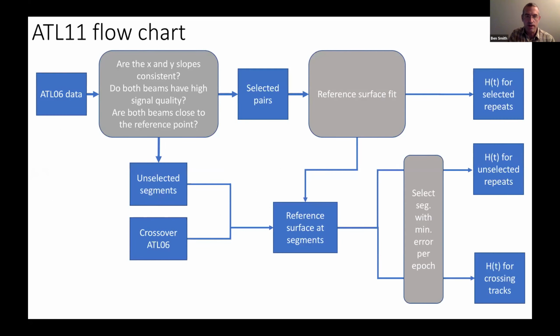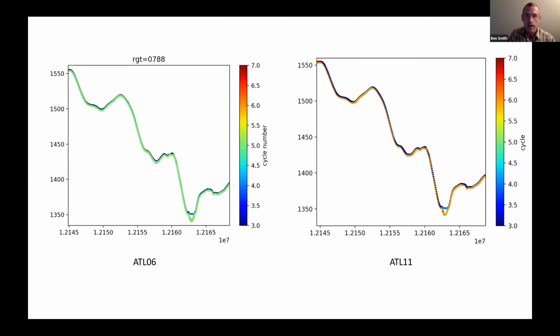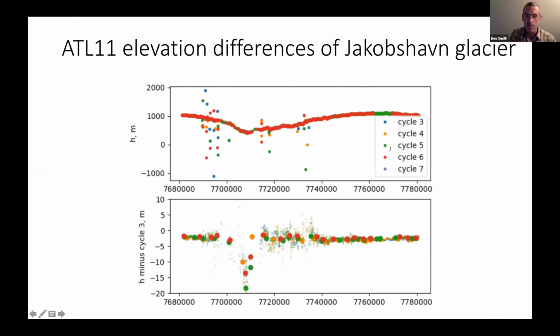We'll be able to map elevation differences with this. So there's a flow chart for how this works. This corrects the elevations for that track that I showed before. The corrections are not particularly visible here, but if we take a messier example, this is now ATL11 elevation differences corrected to the same point for a pass over Jakobshavn Glacier.